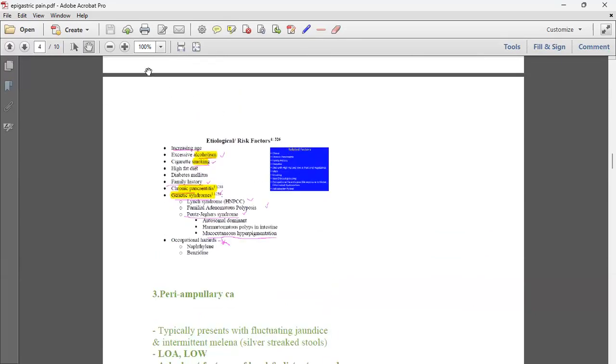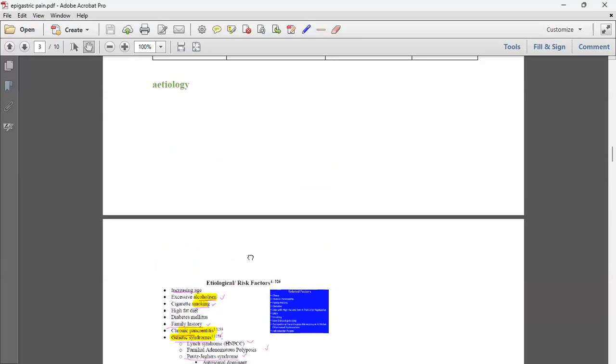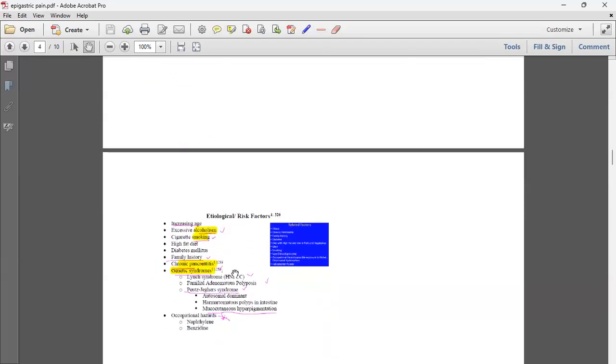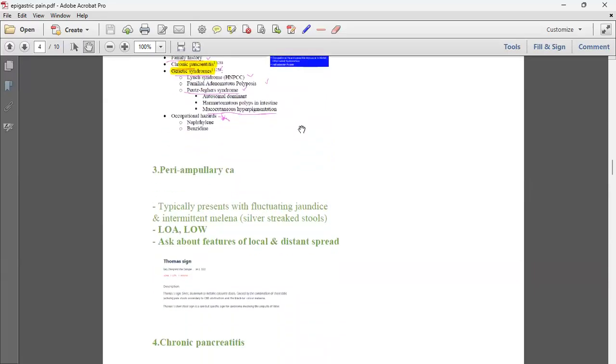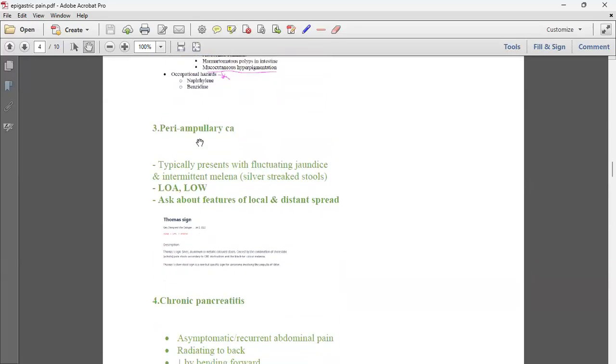Okay, so etiology for pancreatic carcinoma. These are several etiologies or risk factors. You can go through this leisurely; I'm not going to go into detail. You can ask a few of these. Smoking, alcohol and chronic pancreatitis, once again, are important etiological features that you must ask in the history. And another cancer is periampullary carcinoma.